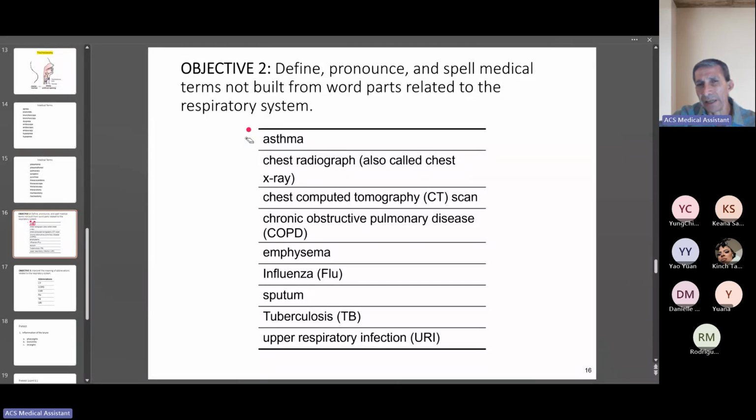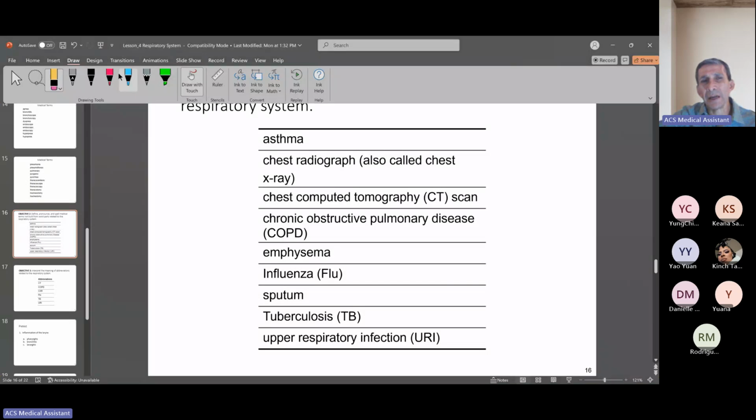Like when you said diabetes. Diabetes is one word. You cannot split this. You cannot divide it. Here we have asthma. What is asthma? Asthma is a condition of problems with the lungs or the respiratory system because you will have problems breathing. That's asthma.